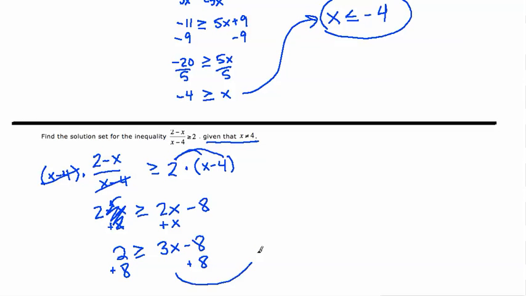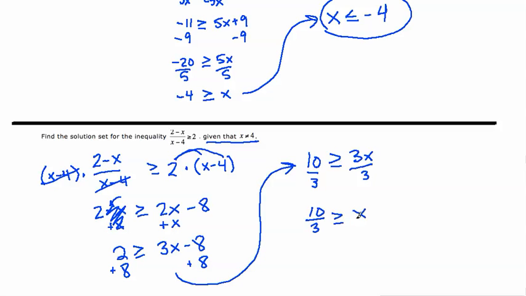And we're going to have, bring that up here, 10 is greater than or equal to 3x. Divide by 3, divide by 3. 10, we'll just leave it as an improper fraction. 10/3 is greater than or equal to x. And then we want to rewrite it with x first. So x is less than or equal to 10/3.